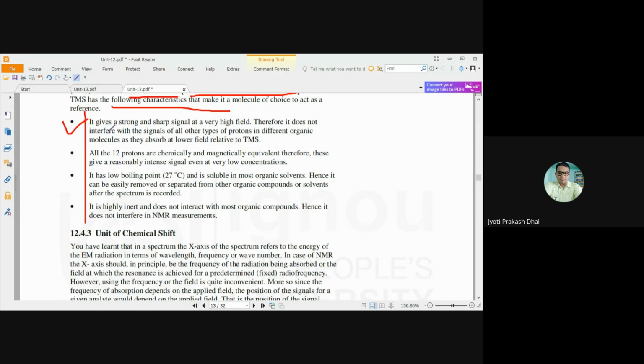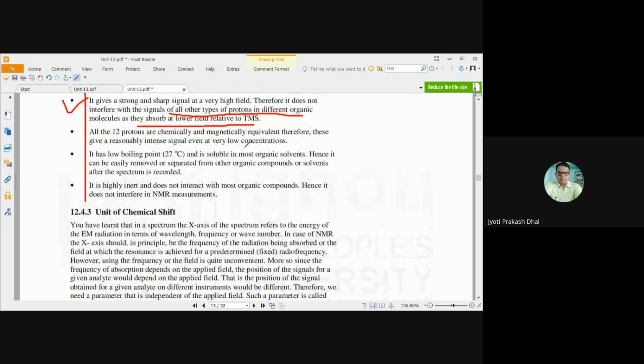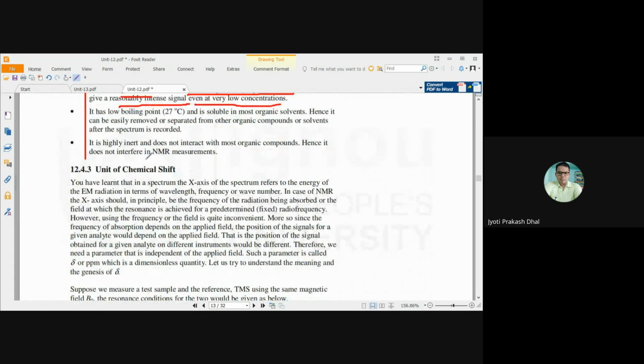The first one is that it gives a strong and sharp signal at very high field. Therefore, it does not interfere with the signals of all other types of protons in different organic molecules, as they are observed at lower field relative to TMS. All the 12 protons are chemically and magnetically equivalent. Therefore, this gives a reasonably intense signal even at low concentrations.